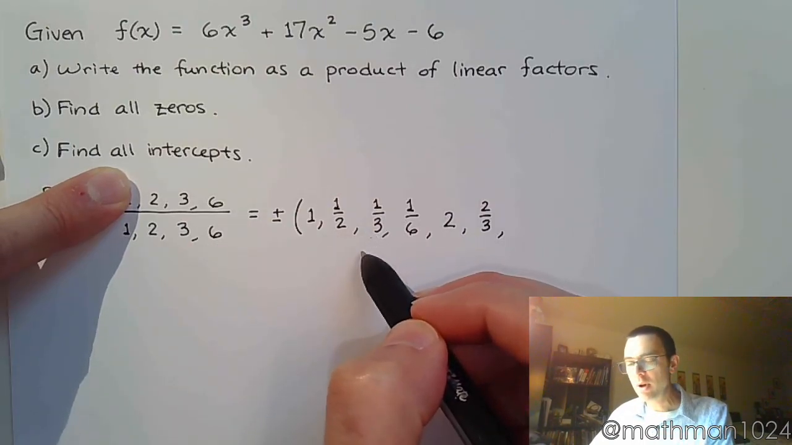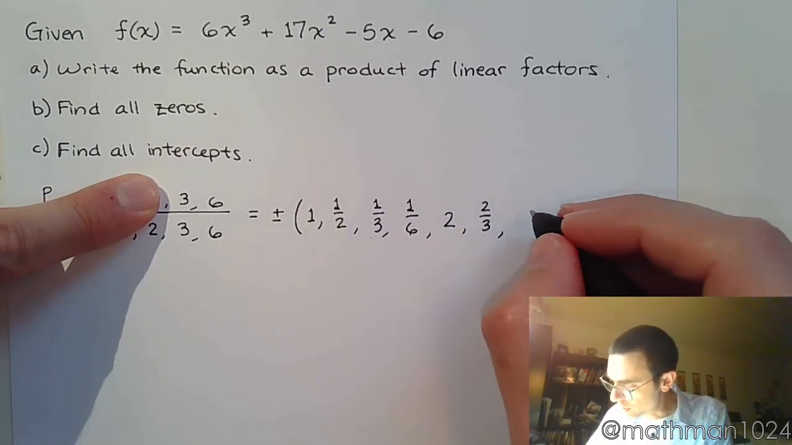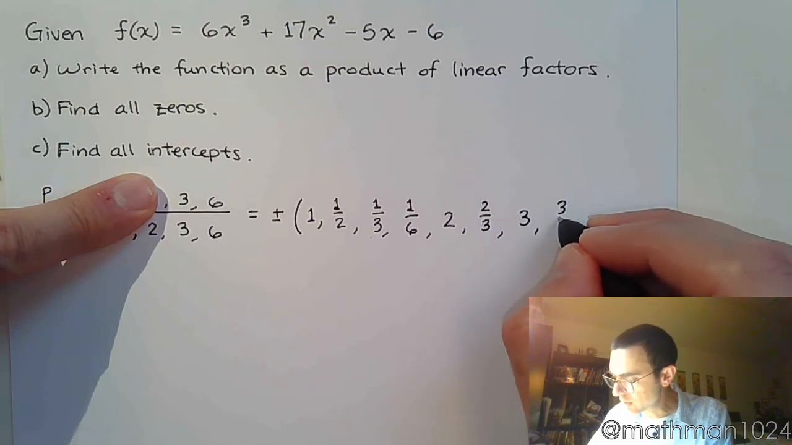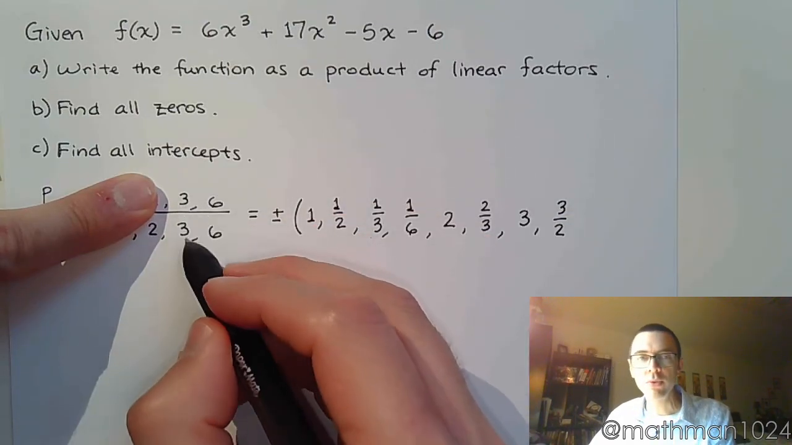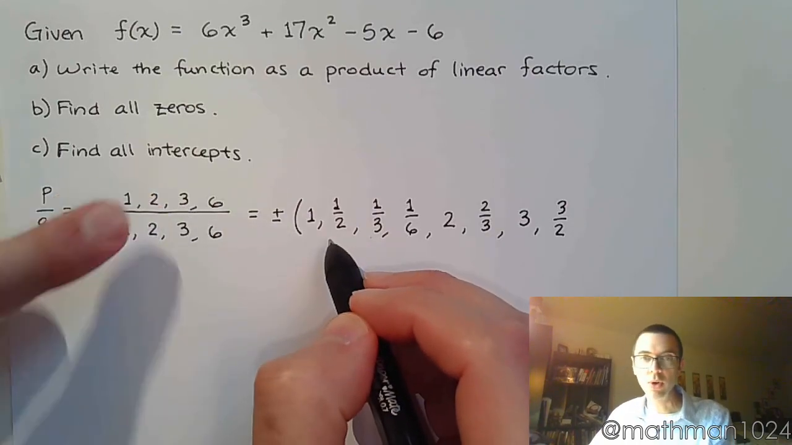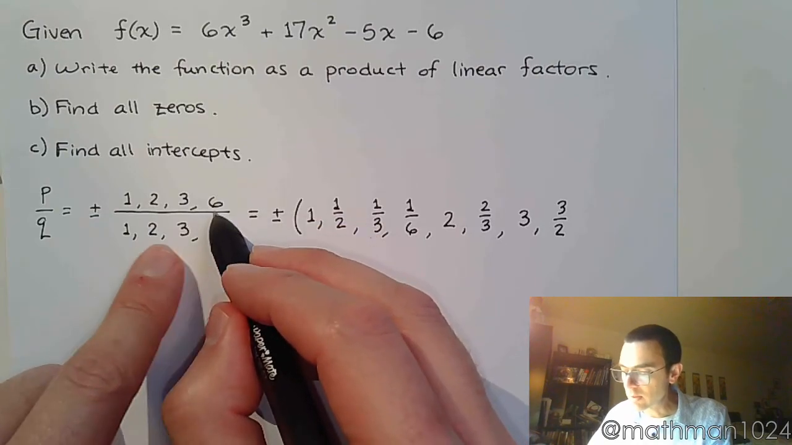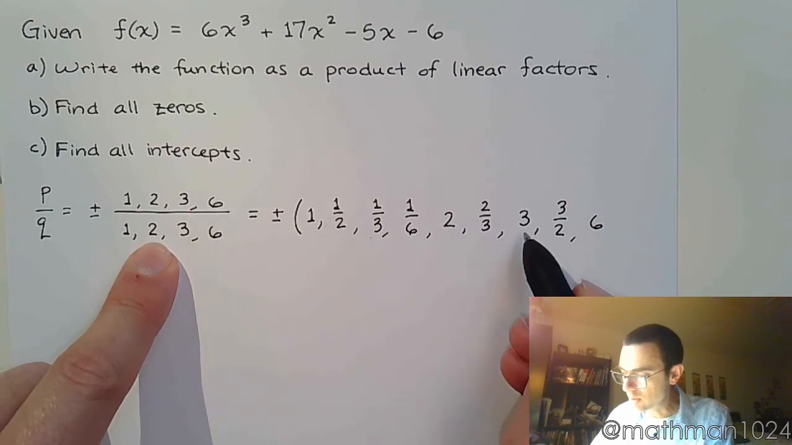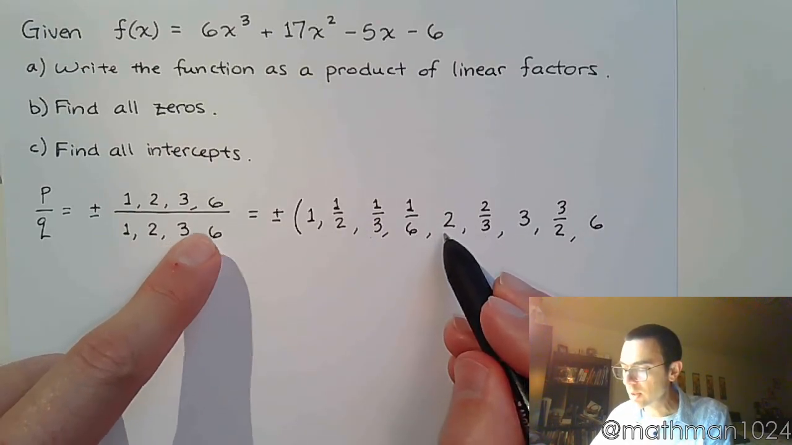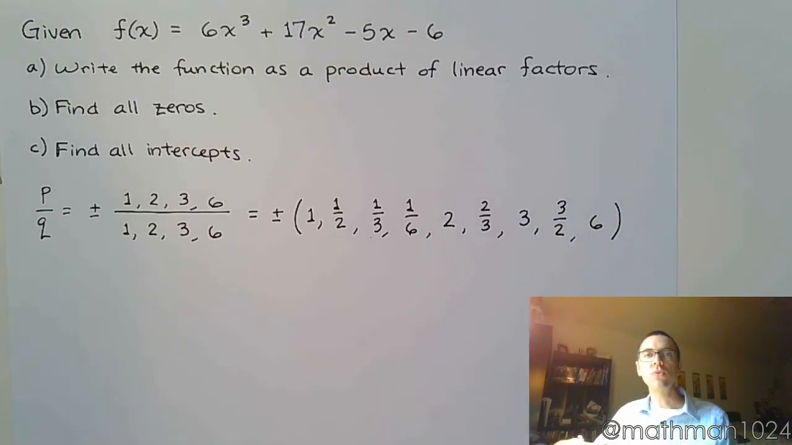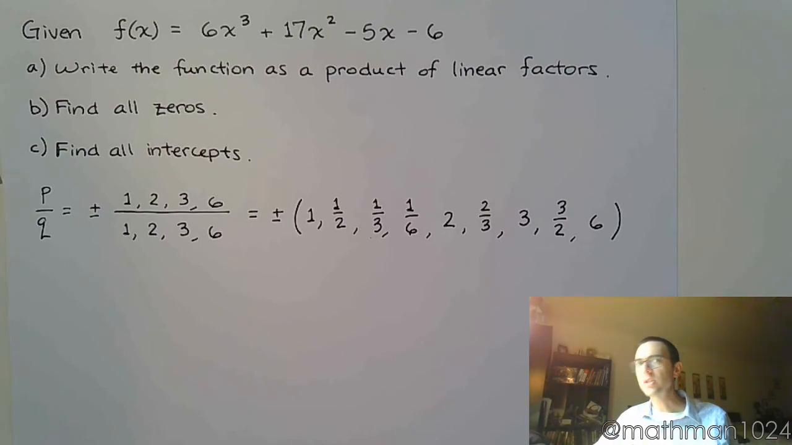All right, now we move on to 3. So 3 over 1. 3 over 2 is the combination we didn't have. 3 over 3 is 1, so we have that. 3 over 6 reduces to 1/2, so we already have that. Finally, 6. 6 divided by 1 is 6. 6 over 2 is 3. 6 over 3 is 2. 6 over 6 is 1. So if there's going to be a zero that's rational, it's got to be one of these, positive or negative. We just don't know for sure which one yet.